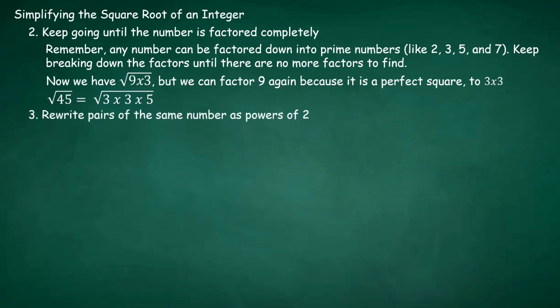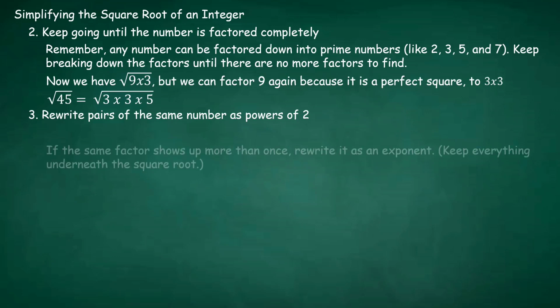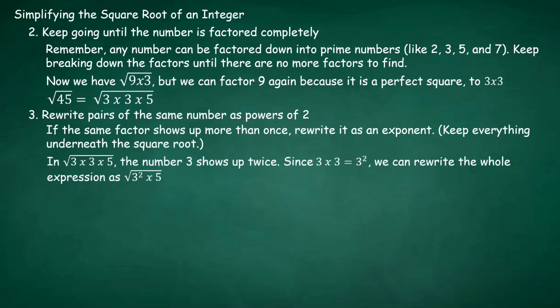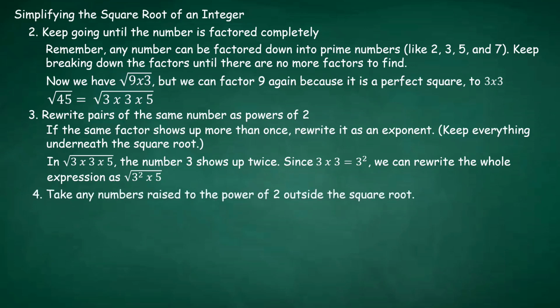3. Rewrite pairs of the same number as powers of 2. If the same factor shows up more than once, rewrite it as an exponent. Keep everything underneath the square root. In square root of 3 times 3 times 5, the number 3 shows up twice. Since 3 times 3 is equal to 3 squared, we can rewrite the whole expression as square root of 3 squared times 5.